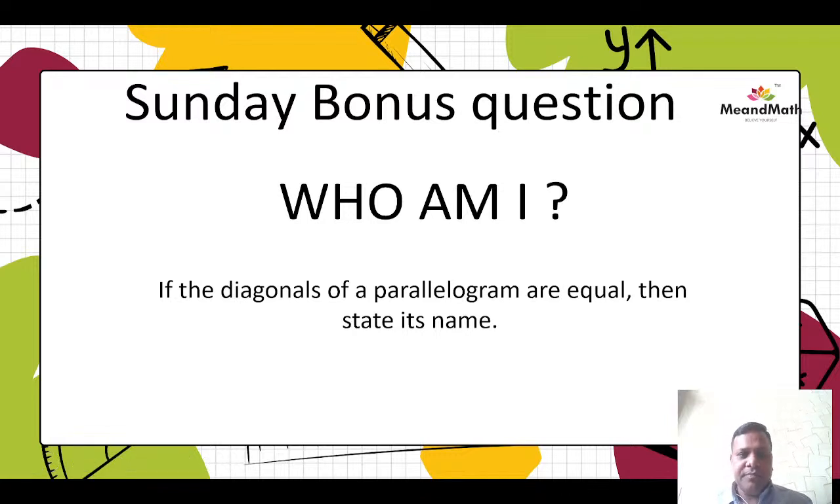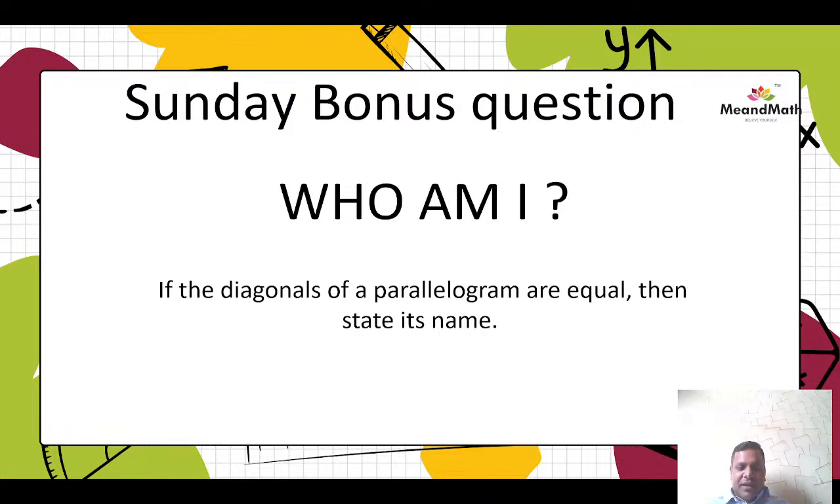Now let's move to the next fast. We are running out of time. Yes, Sunday bonus question. If the diagonals of a parallelogram are equal, then state its name. In the starting of the class, when I was giving the idea about the quadrilateral, just then I gave you the idea of this question. If you are aware throughout the class, you can answer this question.